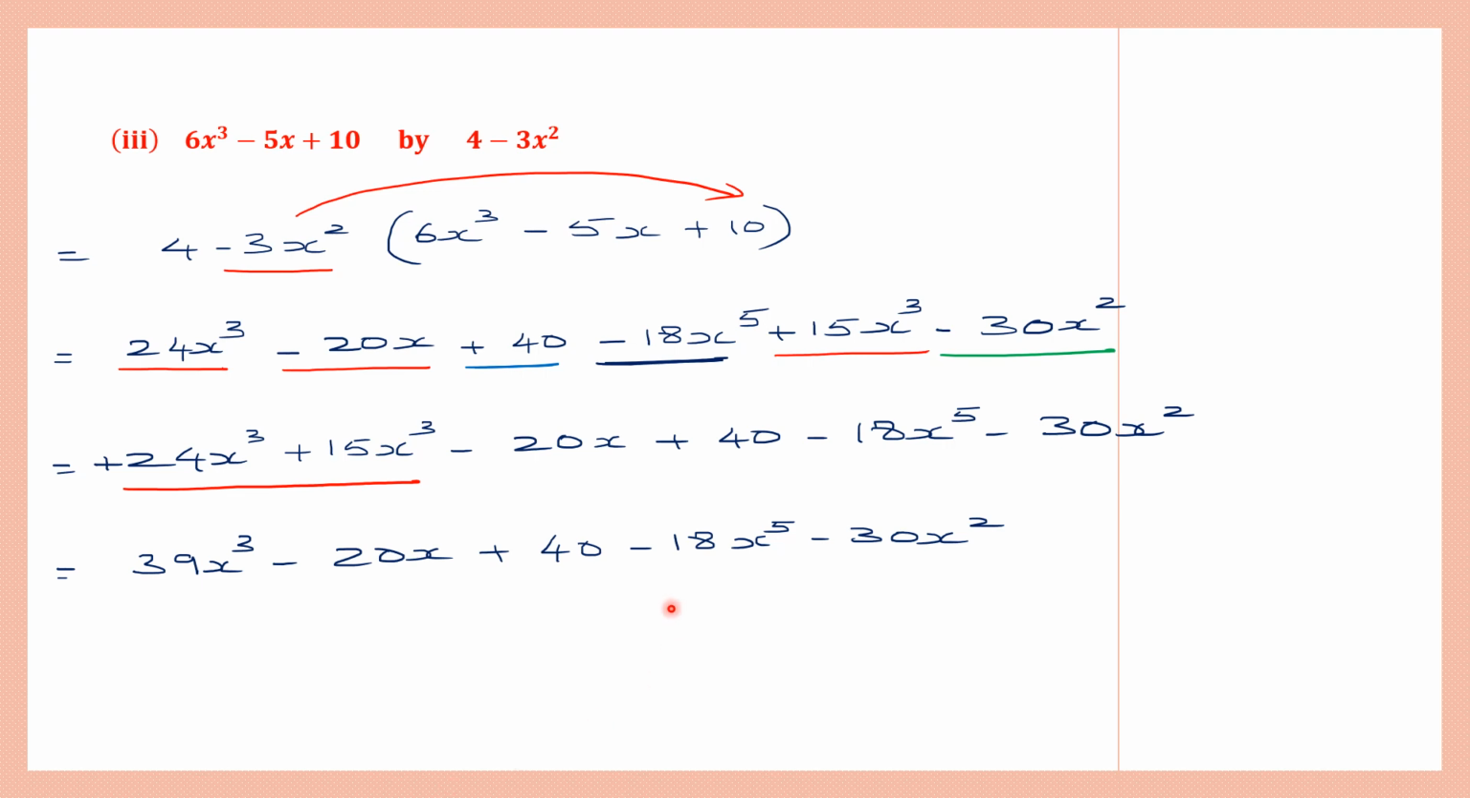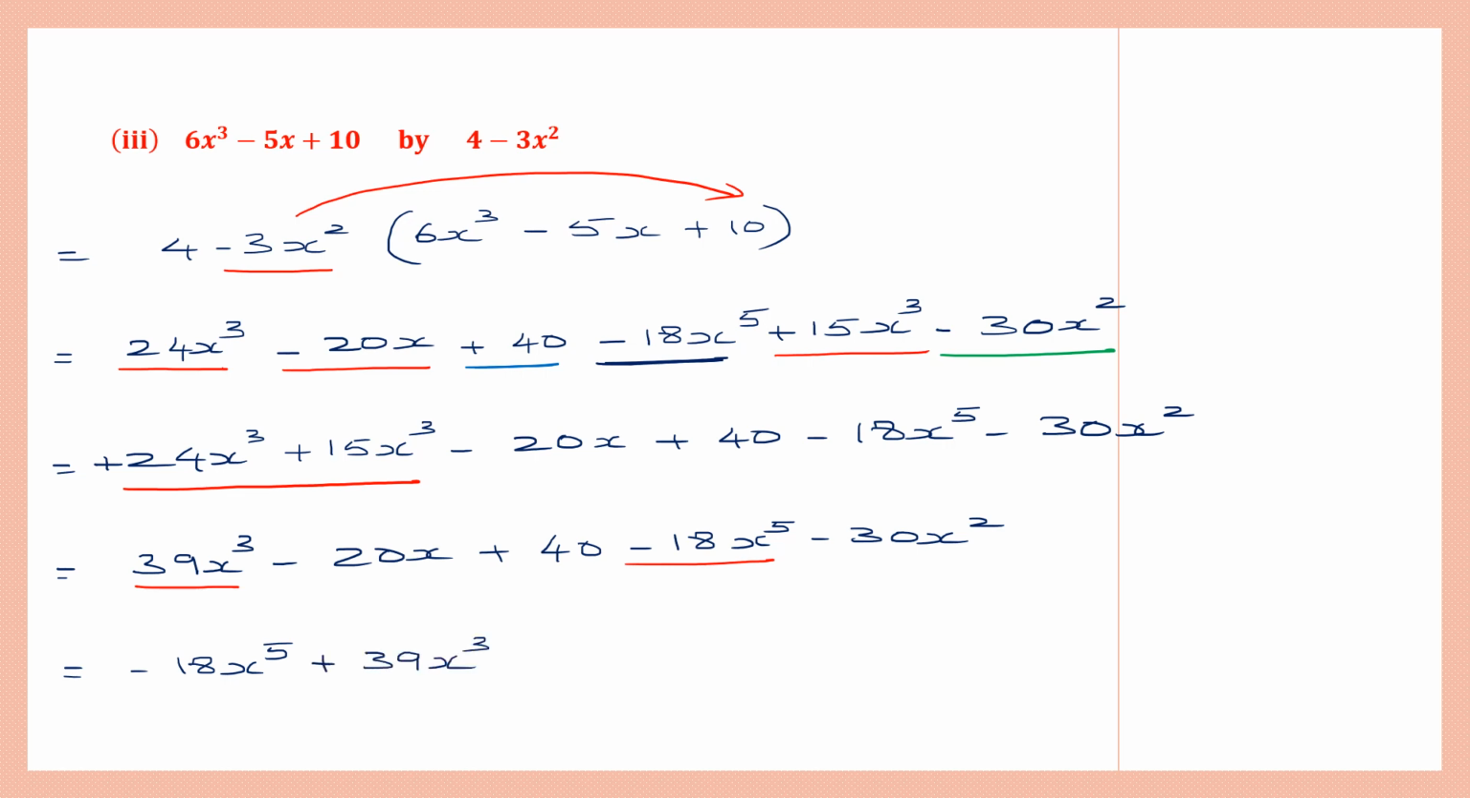And the biggest part here is minus 18x to the power of 5, isn't it? X to the power of 5. So let's write that first. So minus 18 x to the power of 5. Then what do we have? Then we have 39x cubed. So that will come next. So let's write that plus 39x cubed.